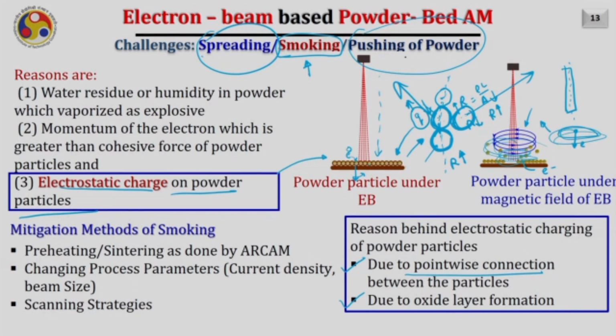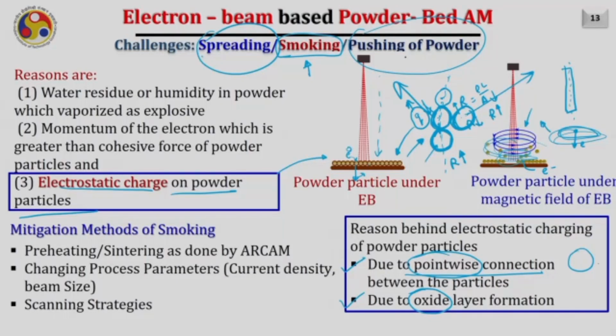So what to do? The first thing we should do is try to eliminate this point-wise connection. And second, we should not have any oxide layer on top. But both of these are very difficult to eliminate. If the particles are spherical in nature, definitely they are going to have the point-wise contact. And if you do not use spherical particles, then you won't be able to spread them appropriately. So both are contradicting each other, both the phenomena are desirable.